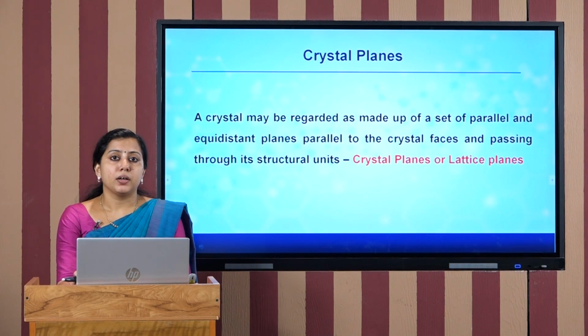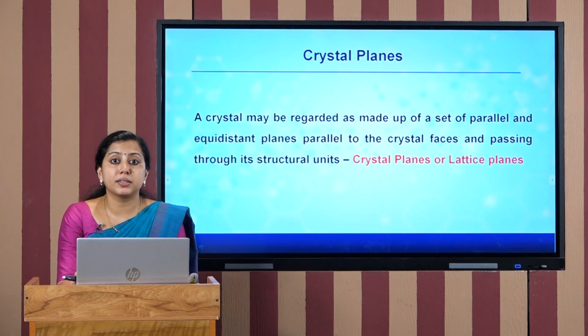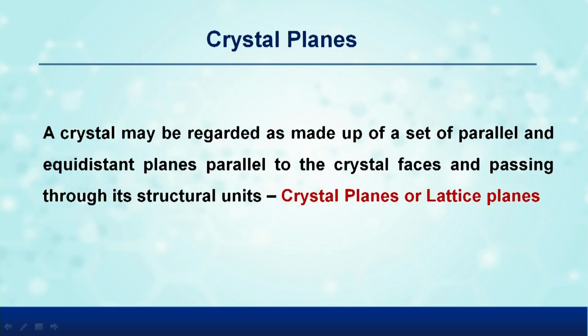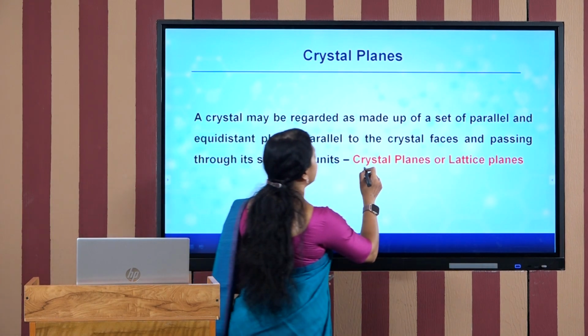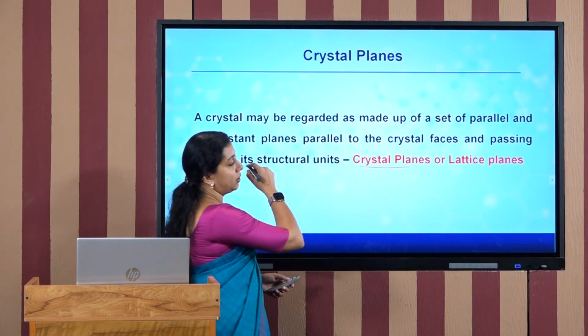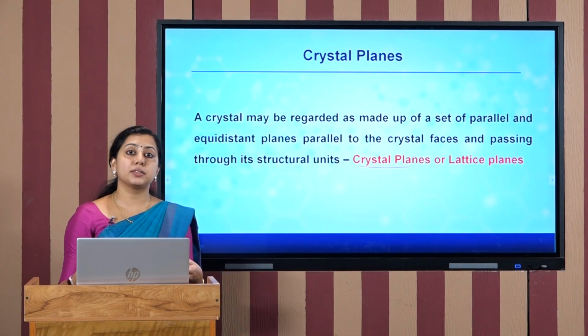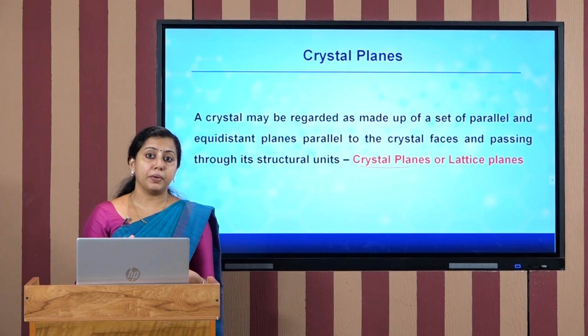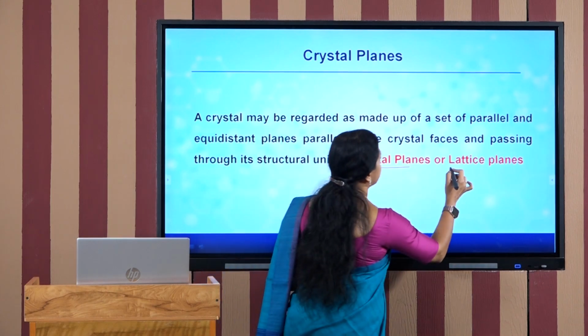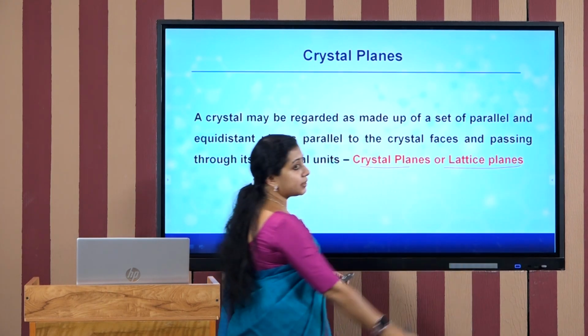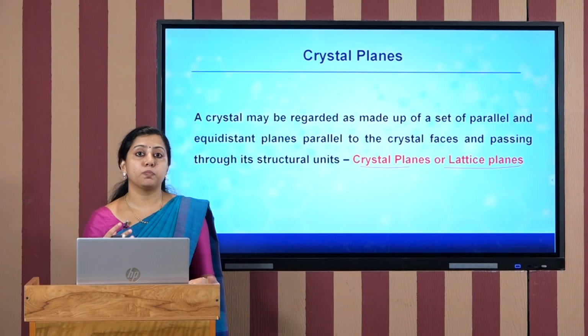Class, we saw what is meant by a crystal plane, and we saw that a crystal may be regarded as made up of a set of parallel and equidistant planes which are parallel to the crystal faces and passing through the structural units, and we called them crystal planes. Now, instead of saying a crystal plane, we can call them lattice planes, because now we know what is meant by a lattice, what is meant by a lattice point.